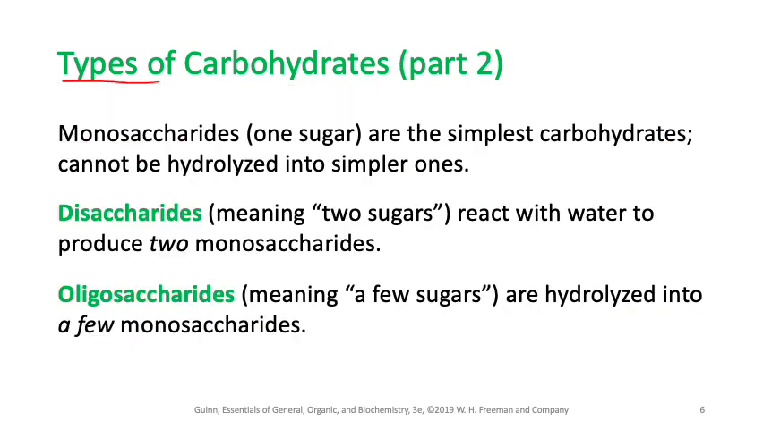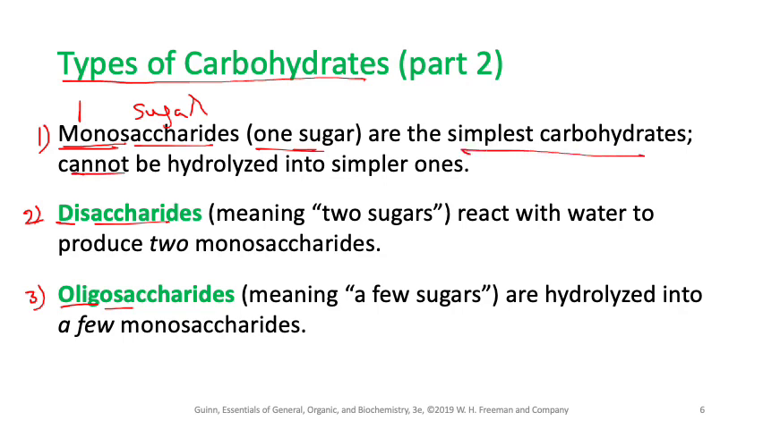So let's talk about the types of carbohydrate. There are three types of carbohydrate. One of them is monosaccharide, the second one is disaccharide, and the third one is oligosaccharide. Then we have a fourth one on the next slide, which is polysaccharide, but we're going to talk about that later on. Right now let's focus on the monosaccharide. Mono means one, saccharide means sugar. So monosaccharide is one sugar. These are the simplest carbohydrates and they cannot be hydrolyzed.